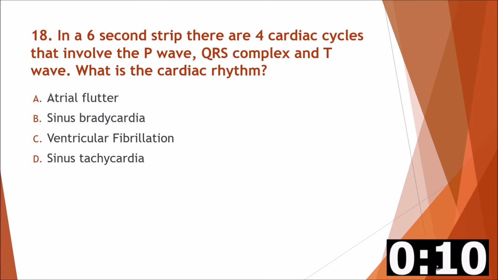18. In a 6-second strip, there are 4 cardiac cycles that involve the P wave, QRS complex, and T wave. What is the cardiac rhythm? A, atrial flutter. B, sinus bradycardia. C, ventricular fibrillation. D, sinus tachycardia. 10 seconds.